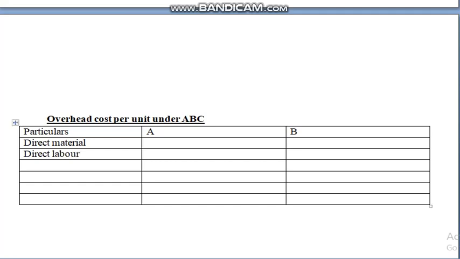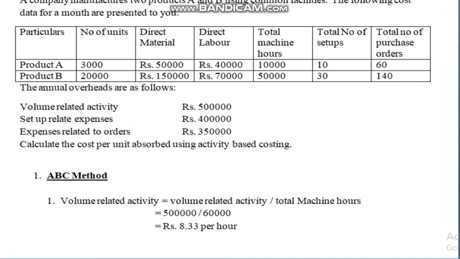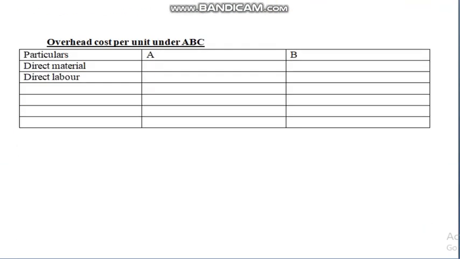So the direct material cost for product A is 50,000 and for product B is 1,50,000. They have only given 50,000 for product A and 1,50,000 for product B. Next, move to direct labor.